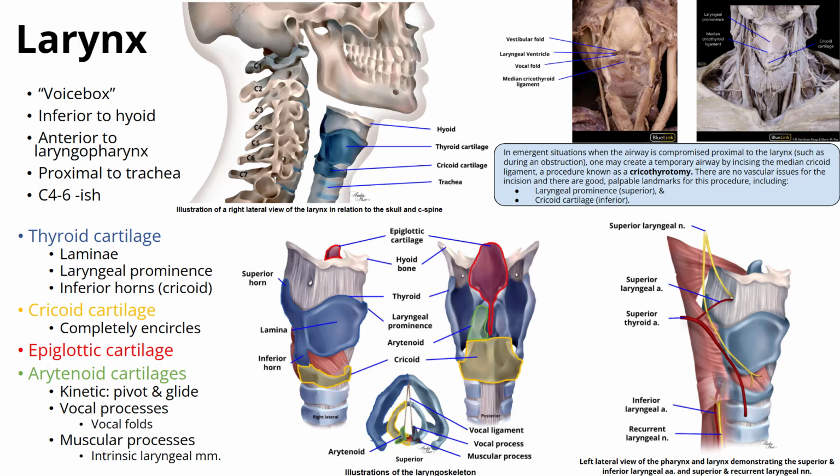So we've discussed the larynx, where it's found, its constituents, its innervation, and its blood supply, as well as how to gain emergent access to the airway through a cricothyrotomy. This is your summary slide.